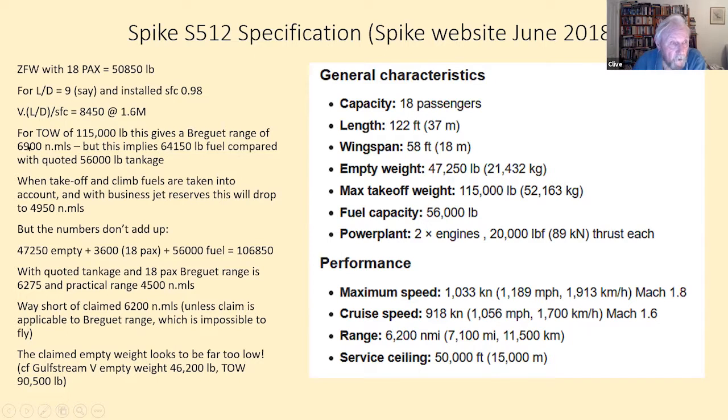That would drop anyway to about 5,000 when you take normal reserves into account, so the numbers don't add up. The alternative is just to take that with the fuel, and then you get a takeoff weight of 10650. That would knock the practical range down to about 4,500, which is a hell of a lot less than the 6,200 they're claiming. Unless they're claiming a Breguet range, but you can't fly that anyway.